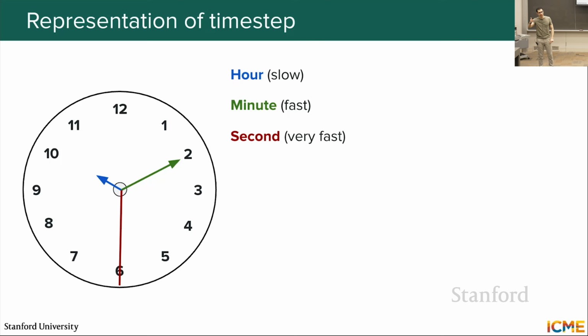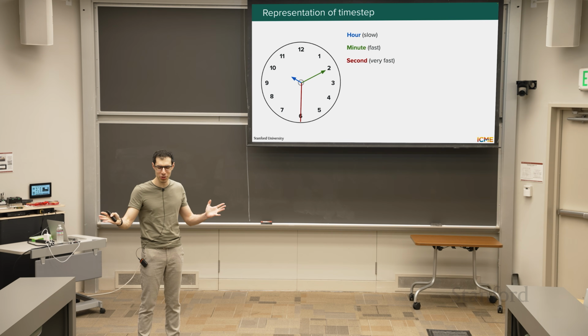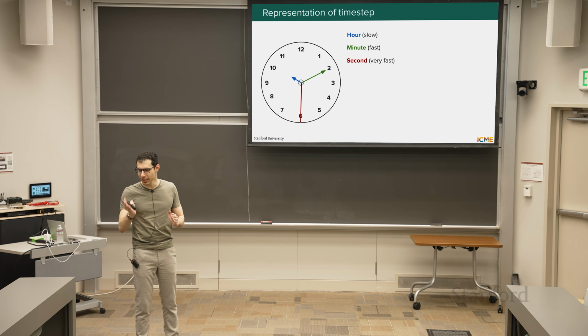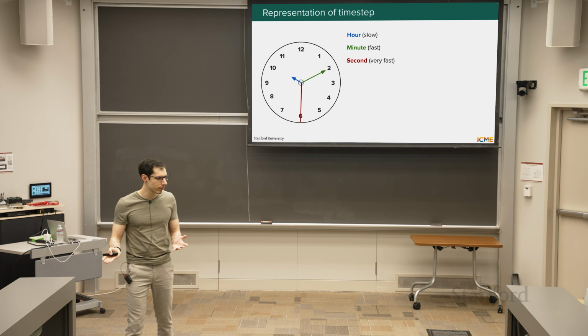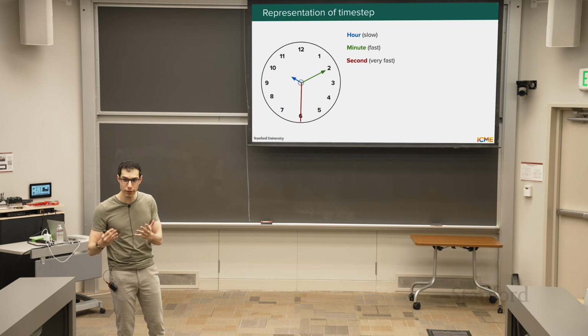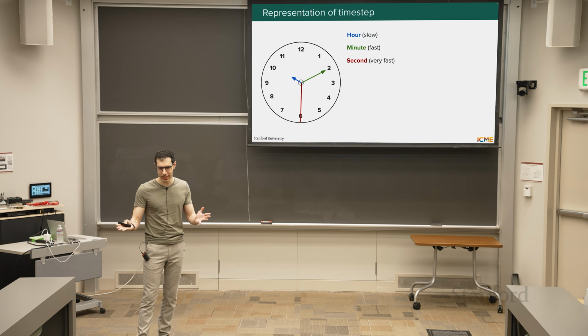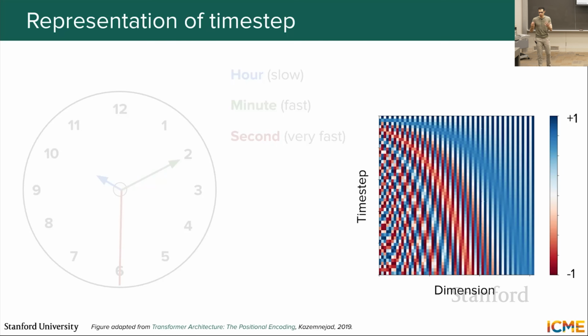For instance, an hour is kind of slow to pass. I hope, by the way, this lecture is fun, so you're not feeling like an hour is slow. But an hour is slow, a minute is faster, seconds are even faster. So you have a difference in frequencies, which hopefully motivates the fact that what we want is to represent these time steps as vectors of quantities that are also sinusoidal, things that have some frequency to them, where some dimensions are slower than others.